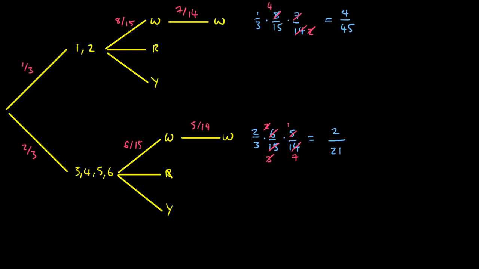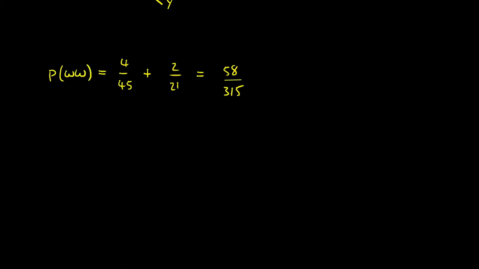So those are the 2 different ways I could get my answer. So what have I got to do? Well, I've got to add up these 2. So my end answer is going to be 4 upon 45 plus 2 upon 21 is equal to 58 upon 315, right? So that is the probability of getting two whites, okay?